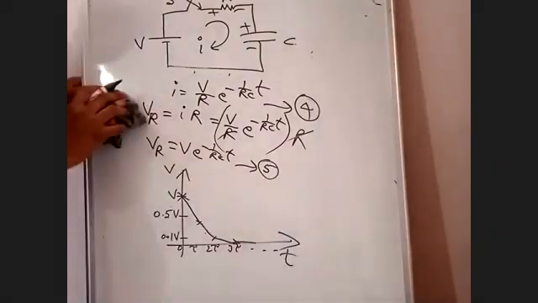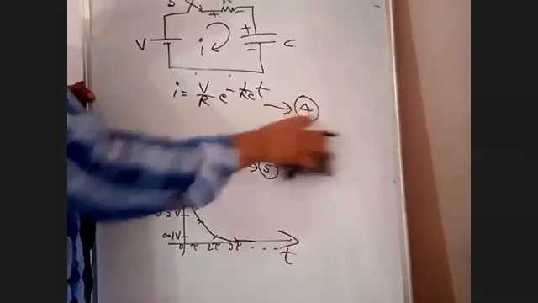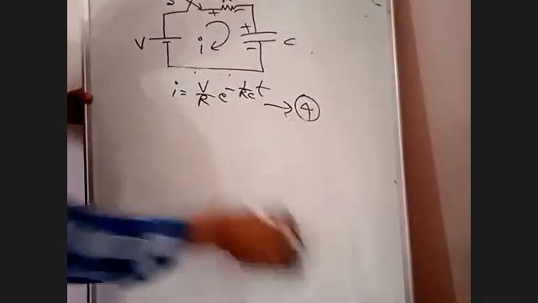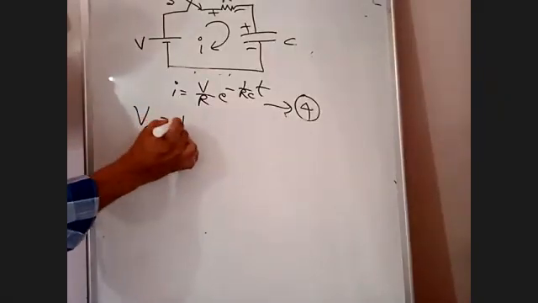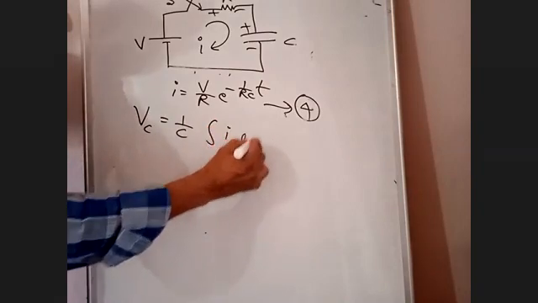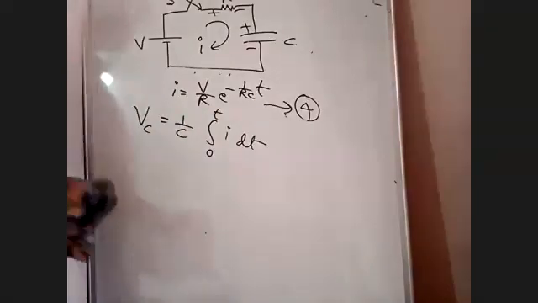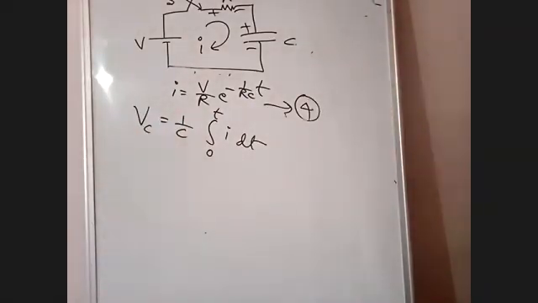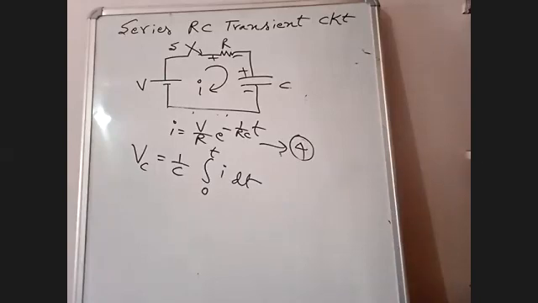Next we will go for the voltage across capacitance, which is very important. Madam, why am I taking the limits 0 to t? Why not 0 to infinity?